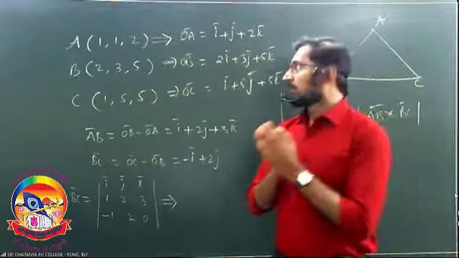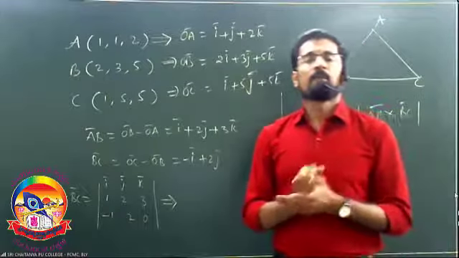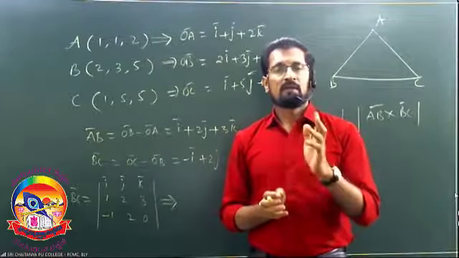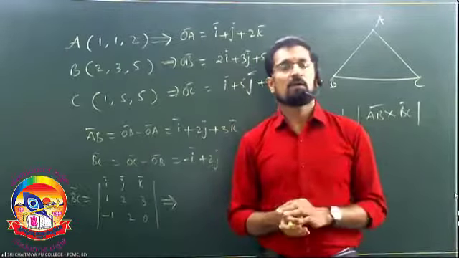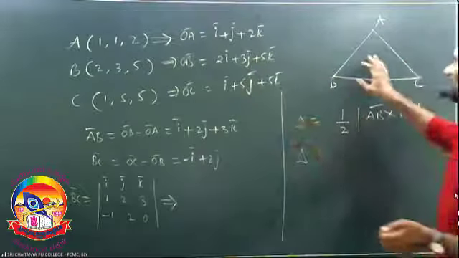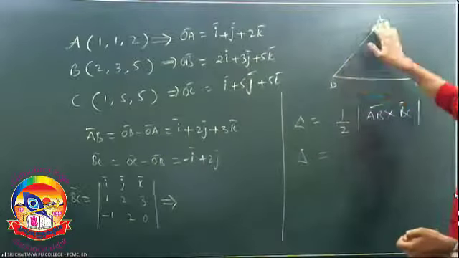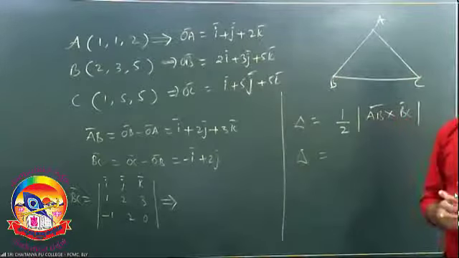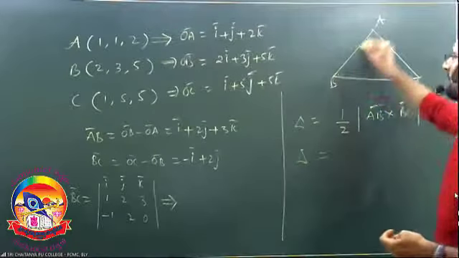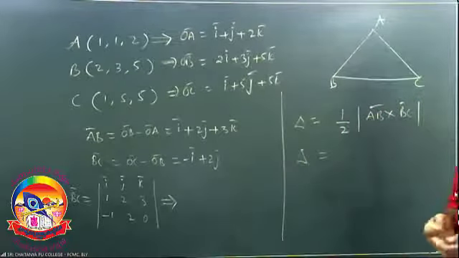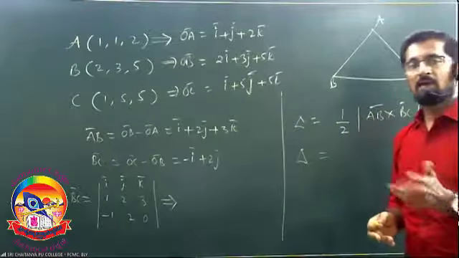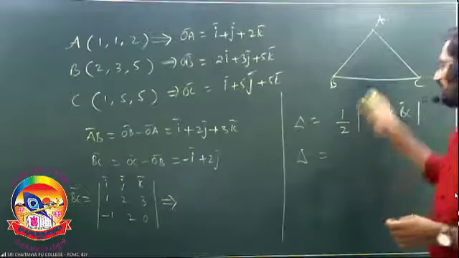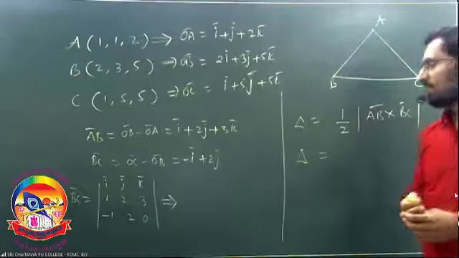Given three vertices, capital A, B, C. You consider A as OA bar, second one as OB bar, third one as OC bar. In this diagram, AB bar and BC bar are two sides. You can do like this, AB bar cross AC bar also. 1 by 2 into AB bar cross AC bar you can do, 1 by 2 into AB bar cross BC bar you can do. Why? Because there is modulus, so nothing will happen.